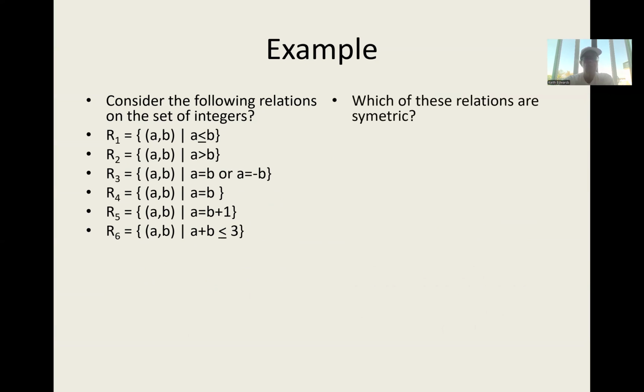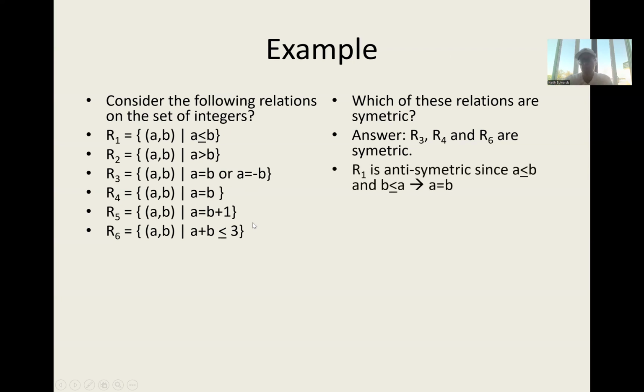For the general integers, which one of these are symmetric? Well, it turns out R1 is not going to be, since a is less than or equal to b means that, if a is 3 and b is 4, then 4, 3 is not going to be in there. R3, because of the equality, that's going to be symmetric. R4 the same with the equality, and R6 is also symmetric.